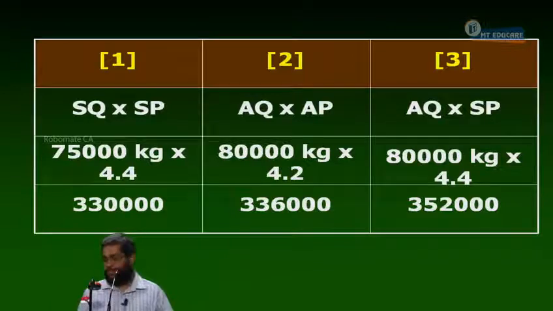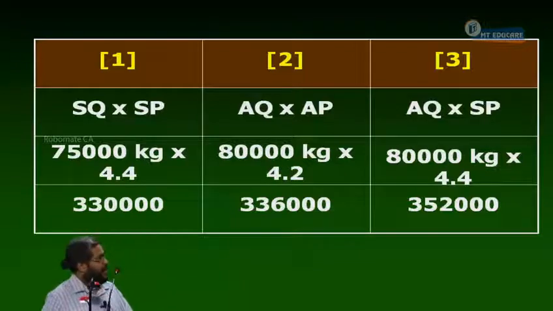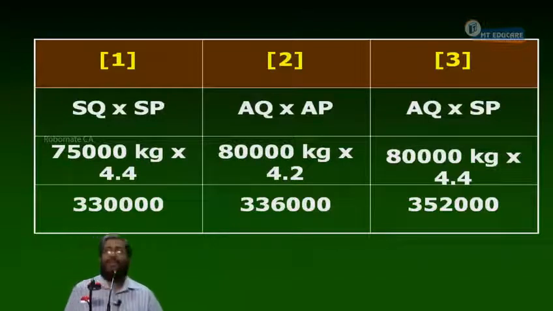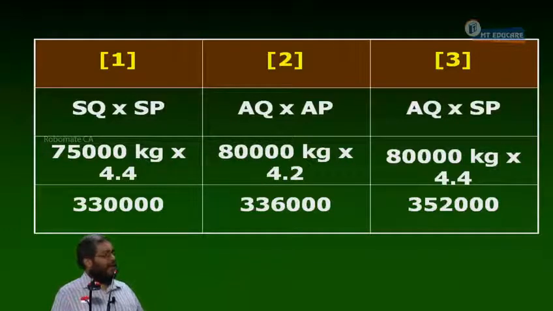Branch it into 2. First branch, material price variance. Second branch, material usage variance. Material price variance is 3 minus 2, material usage variance is 1 minus 3. What is 3 minus 2? 16,000 favorable. What is 1 minus 3? 22,000 adverse. Now, I will not discuss this again.